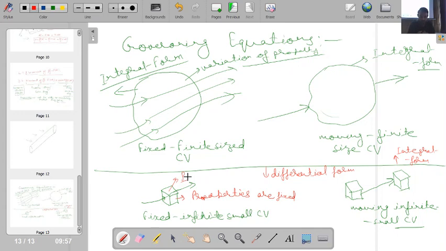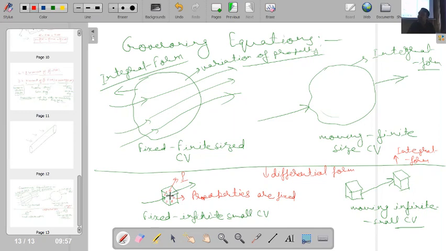Once you are selecting, please make clearly the distinction between sizes. You should not go to a very small size where your continuum is vanishing and molecular effects are becoming important. You have to restrict to some small size where continuum is valid. It means you have a sufficient number of molecules inside, which can satisfy the idea of continuum.